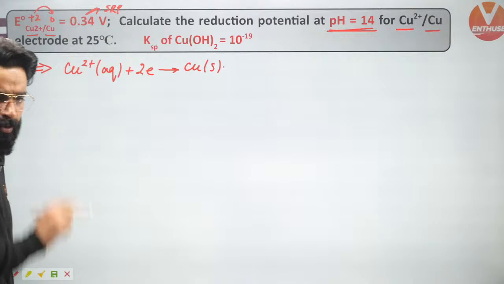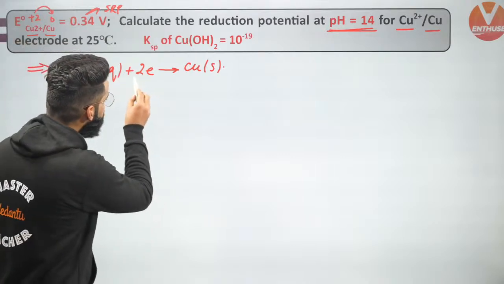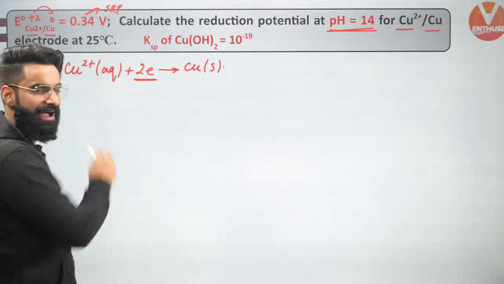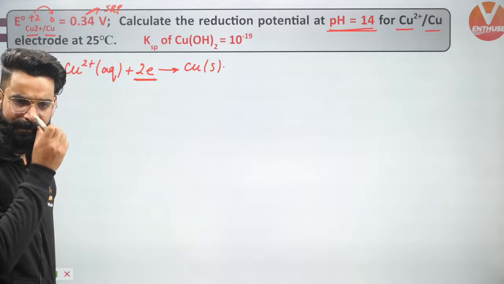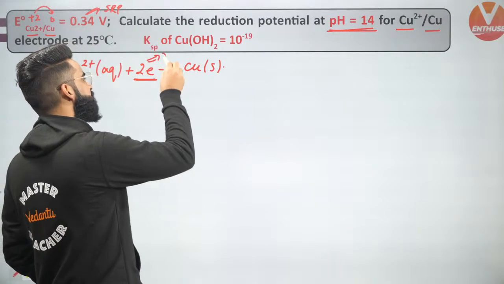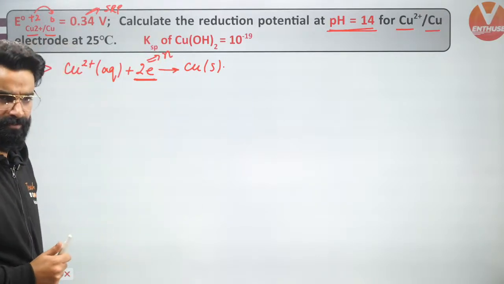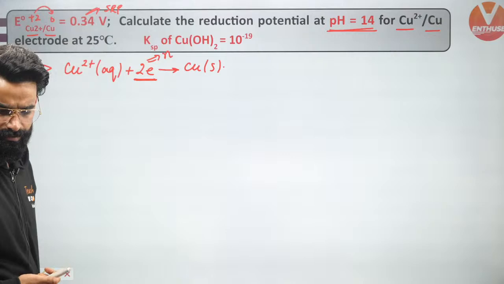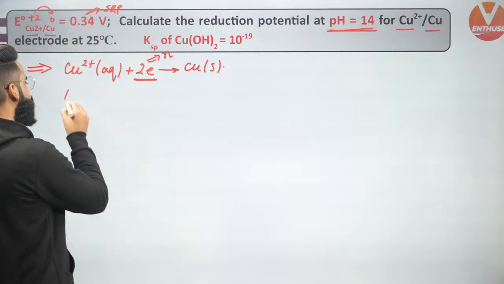Correct? Now guys, how many moles of electrons are being exchanged right here? I'll say 2 moles of electrons are being exchanged. So can I say the value of n right here is equal to 2? Absolutely, the value of n is 2. Right? So people, can I write the expression for Qc?